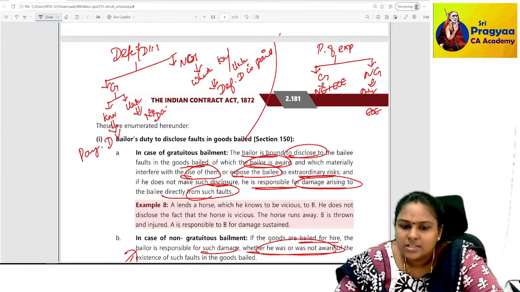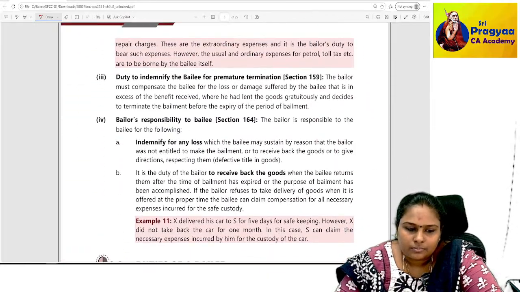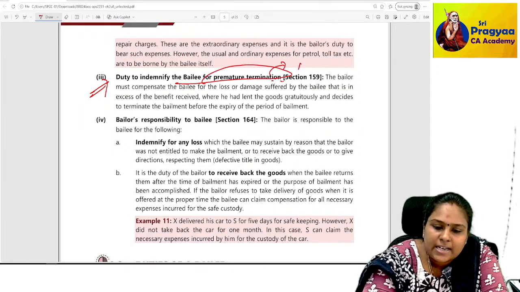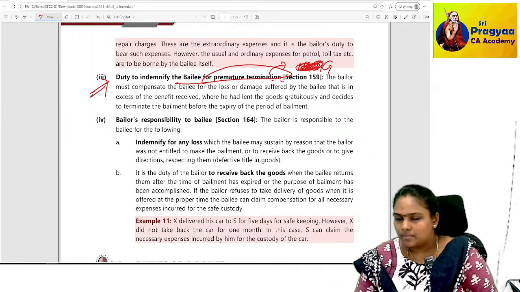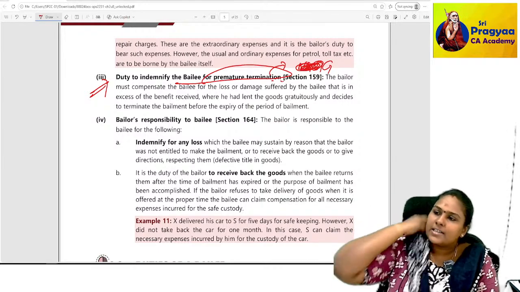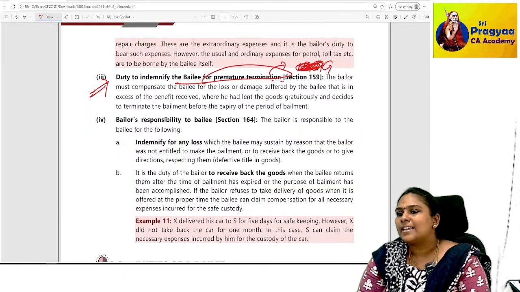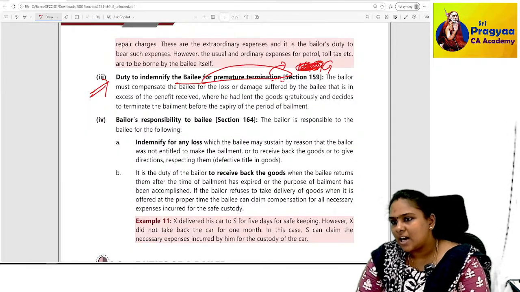Did you note it down? Shall we go up? Okay. Next one, duty to indemnify the bailee for premature termination. Now, this is important in case of only gracious bailment. Now, what is gracious bailment? I am giving my goods to you for free of cost. Suppose I say, take it sir, and I give my bike. Now, I take the bike back in 2 days. Can I take it like that, first of all? If it is a non-gracious bailment, can I take it back? Definitely no.